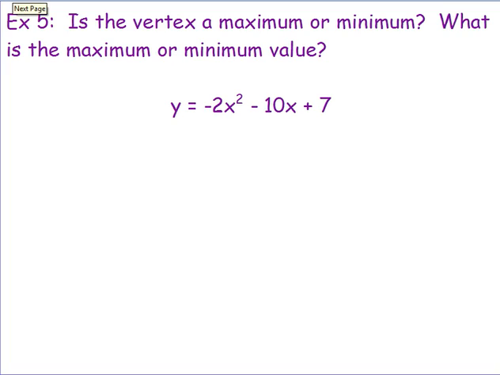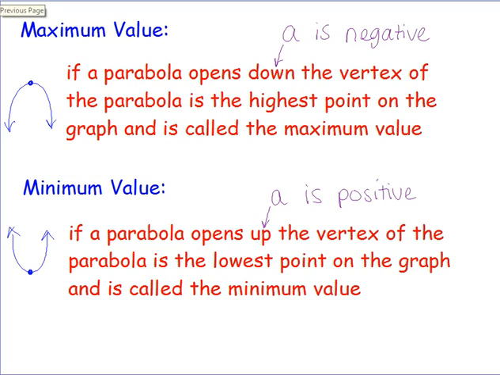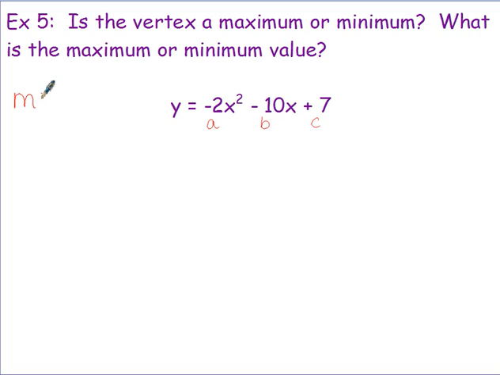So first question, is the vertex a maximum or a minimum? So let's look for that A value. Well, we know A is -2, B is -10, and C is 7. So because A is -2, it's negative. When A is negative, the graph opens down, so we have a maximum. So that's how easy that part was.